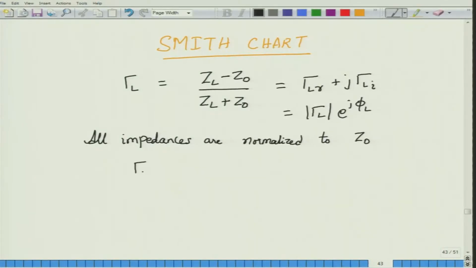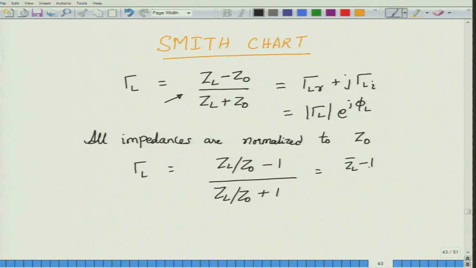I can write this gamma L in a slightly different fashion, in the sense that gamma L can be written as ZL divided by Z0 minus 1 divided by ZL divided by Z0 plus 1. All I did was to take this equation and divide by Z0, and now I will introduce a notation to denote normalized impedances. The over bar denotes the normalized impedance. So I have ZL bar minus 1 divided by ZL bar plus 1, which is further equal to gamma LR plus j gamma Li. We will come back to this later.